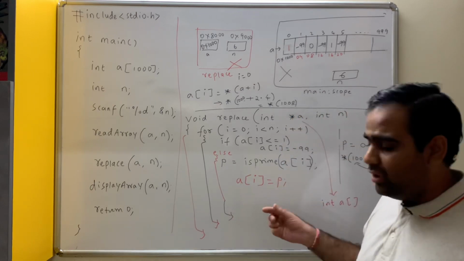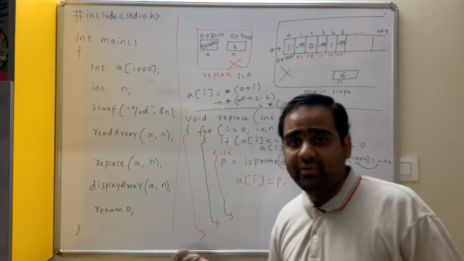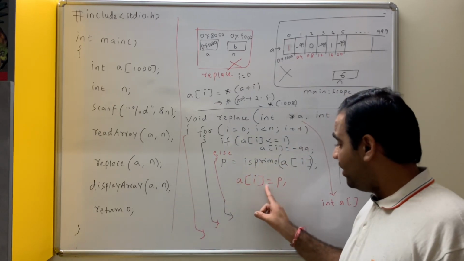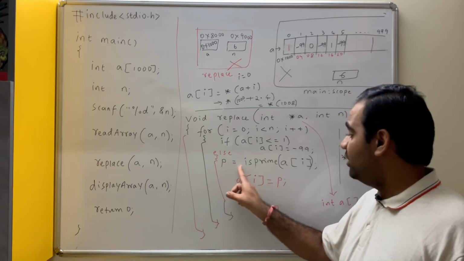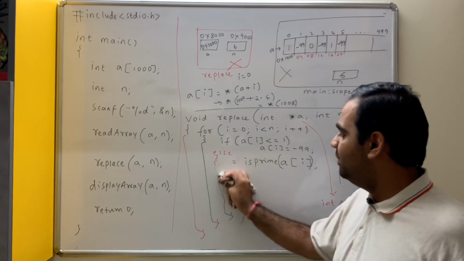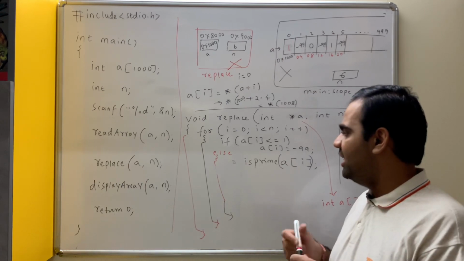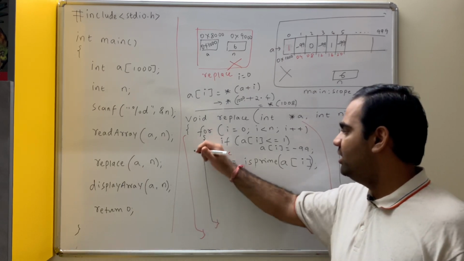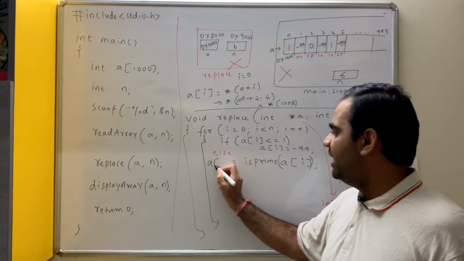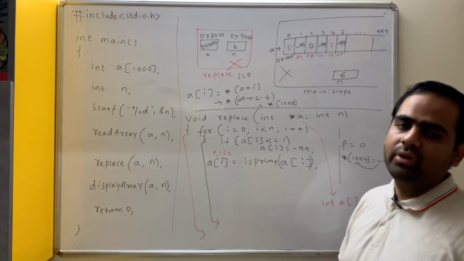Now what I am doing over here, can we write in another better way? Yes. What did I say? A of I is equal P, and what is P equal to? isPrime of A of I. That means directly I can write, can anyone say? Directly I can write A of I is equal to isPrime.